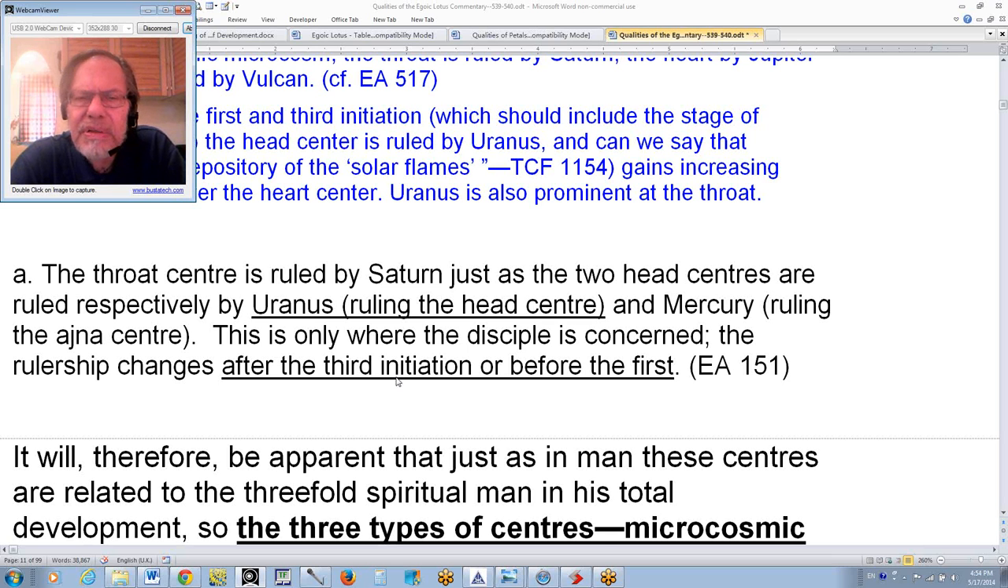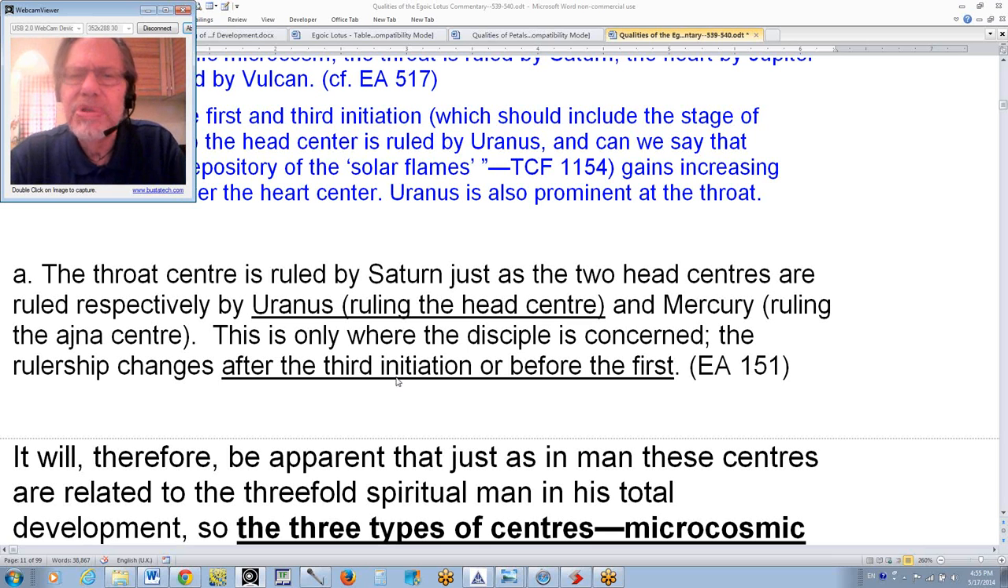Here is something I brought in from Esoteric Astrology. The throat center is ruled by Saturn, just as the two head centers are ruled respectively by Uranus ruling the head center and Mercury ruling the ajna. This is only where the disciple is concerned. The rulership changes after the third initiation or before the first. Well, if this is the disciple, we're really talking about the period from the first initiation to the third. That's where the disciple really reigns. After that, we have the initiate.